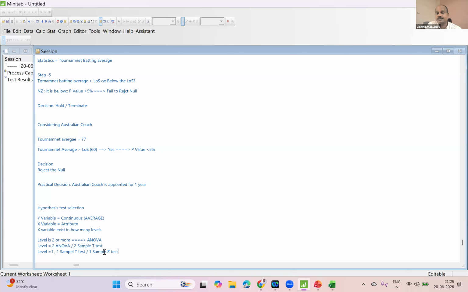Third step, selection of hypothesis test. What is your Y variable? Adhesive strength. Is it continuous or not? Continuous. Yes. Adhesive strength is continuous, measurable. Now, what is your X variable? Primer. Attribute. Primer 1, primer 2, primer 3. It's attribute data. Correct? It's a name, right? Name is attribute. Now, how many levels does your primer have?